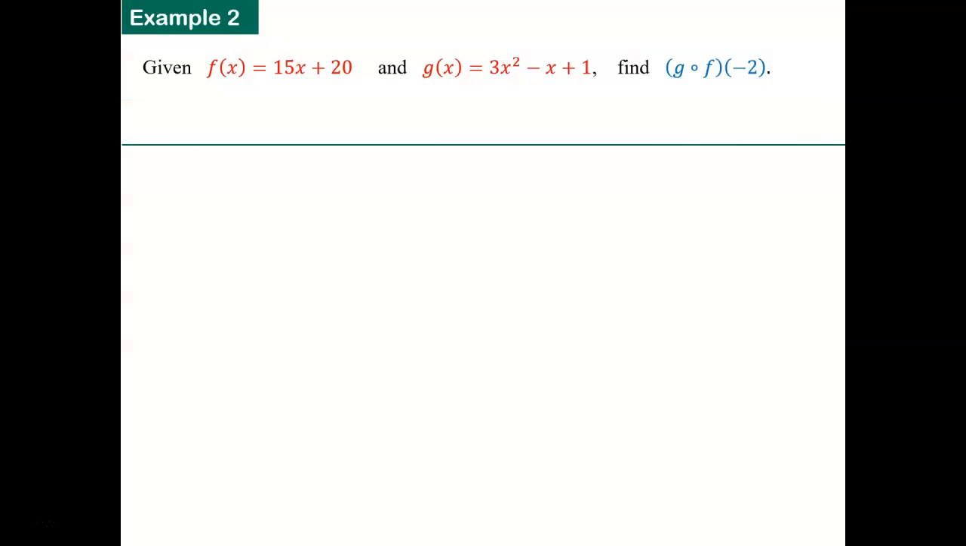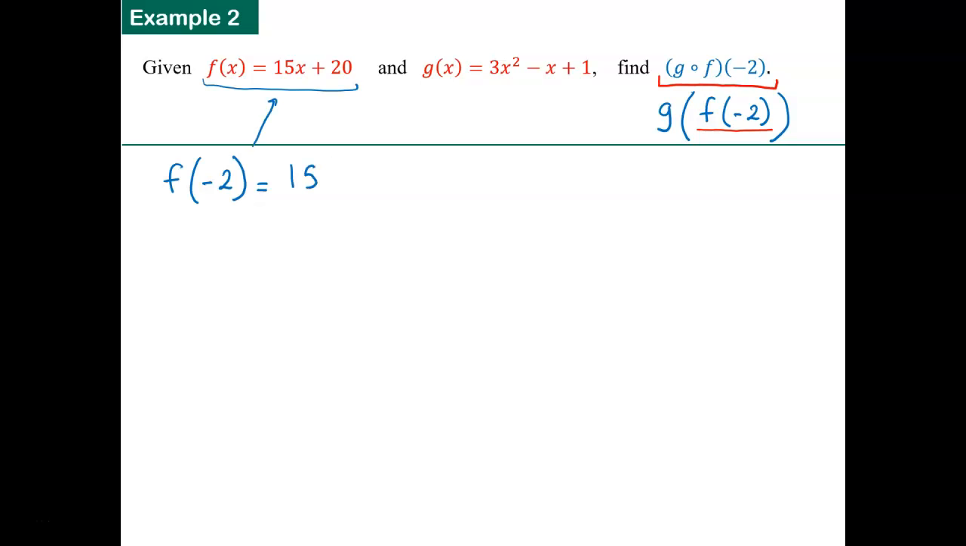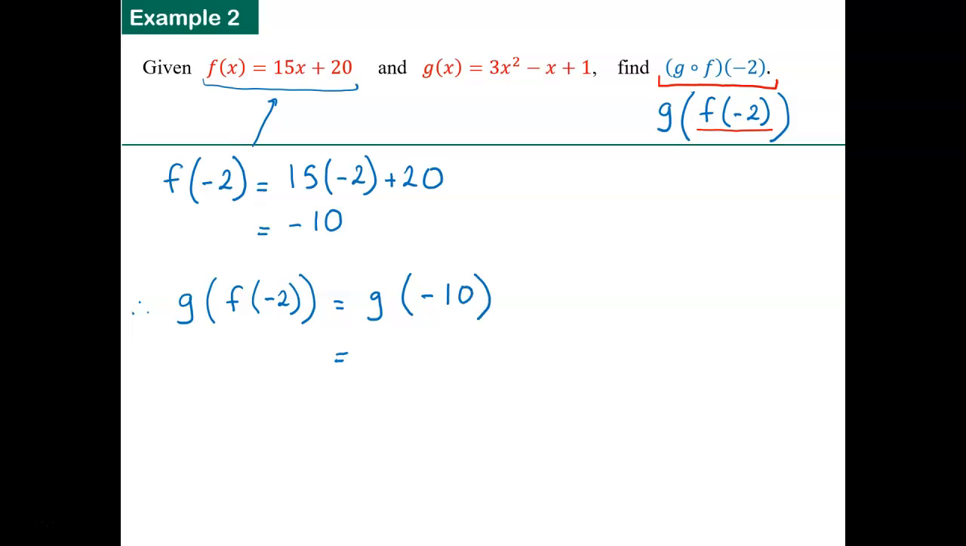Last example, we are given two functions, f and g, and we have to work out g of f of minus 2. We write it in a nicer way. So we have to work out what is f of minus 2. We substitute x with minus 2, we work it out, and now we can do g of f of minus 2. So instead of writing down f of minus 2, we write down minus 10, and now we work out what is g of minus 10. Whenever we see an x, we put a minus 10 instead and proceed to calculate.